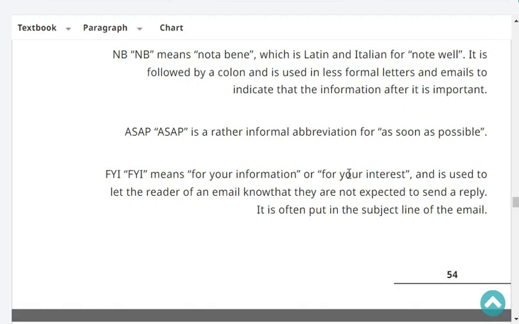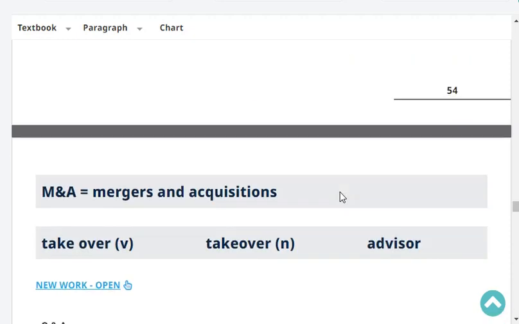Very good. ASAP is a rather informal abbreviation for as soon as possible. Very good. Last one, FYI. FYI means for your information or for your interest, and is used to let the reader of an email know that they are not expected to send a reply. It is often put in the subject line of the email. Very good.